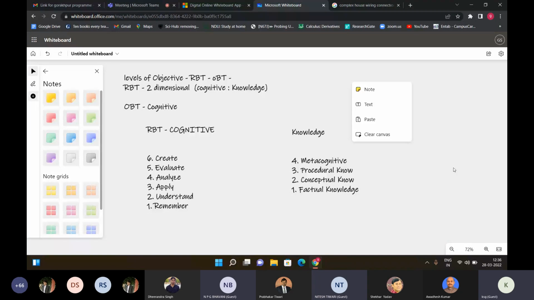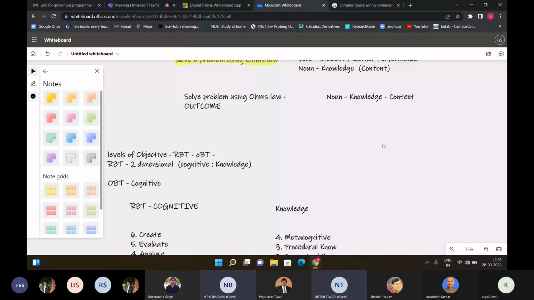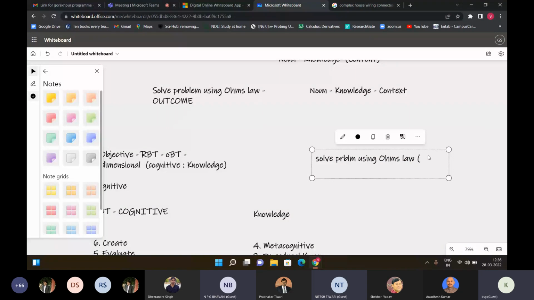Our previous example was: solve a problem using Ohm's law. When I look at this example, I need to categorize it, so I am going to fix the level. On seeing the verb, I feel that most of the time it comes under the apply level. So with respect to the performance component, it is the apply level.